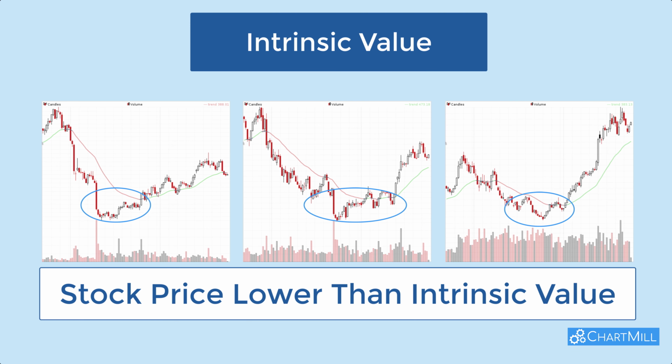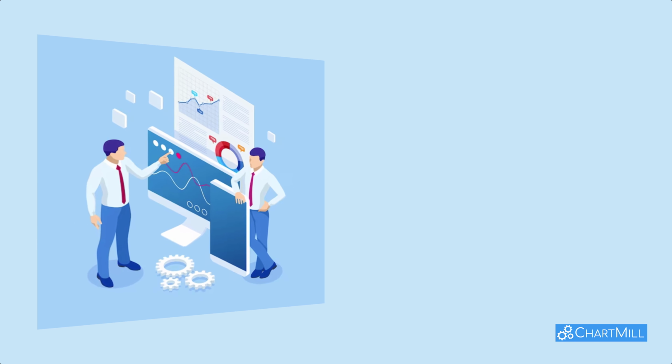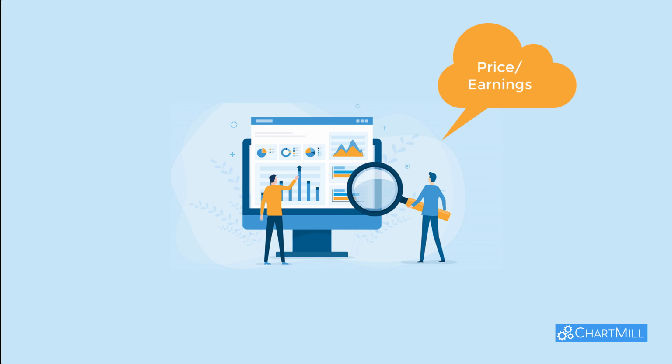To determine whether or not the company is under or overvalued, the first step is to examine a number of specific valuation metrics. The price-to-earnings ratio measures the price investors are willing to pay for every dollar of profit the company generates. A high ratio may indicate an overvalued stock, while a low price-earnings ratio may indicate undervaluation.